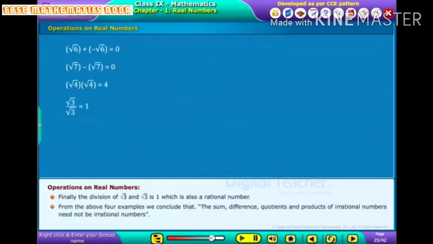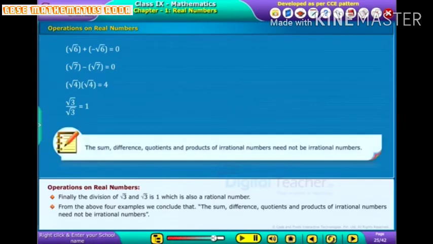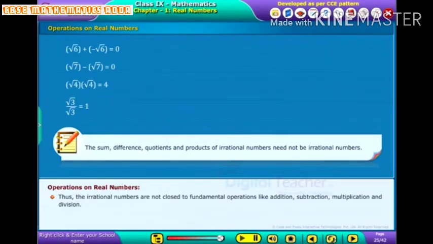From the above 4 examples, we conclude that the sum, difference, quotients, and products of irrational numbers need not be irrational numbers. Thus, the irrational numbers are not closed to fundamental operations like addition, subtraction, multiplication, and division.